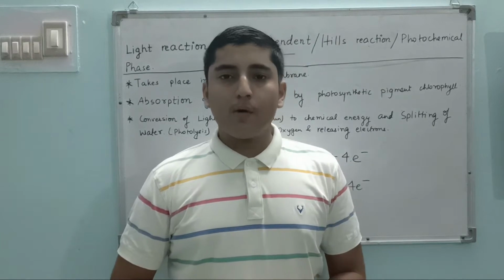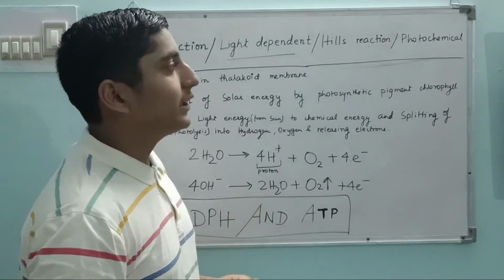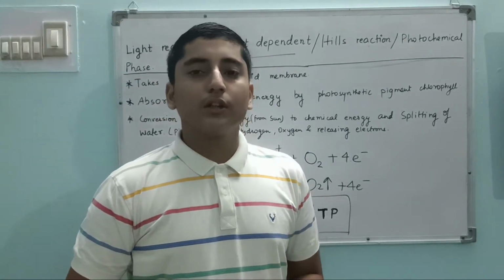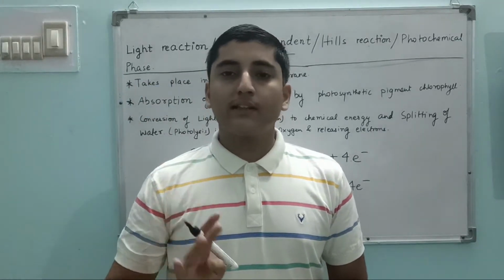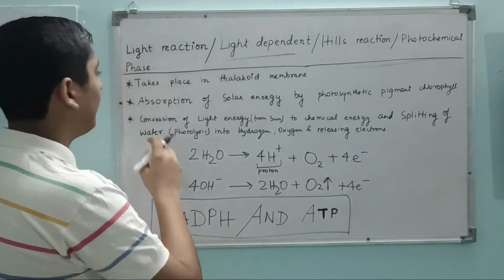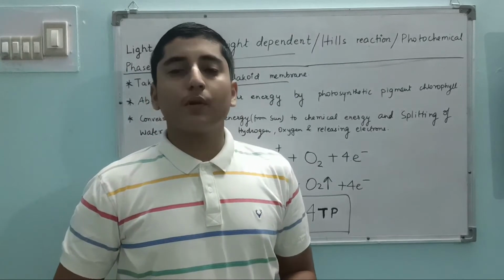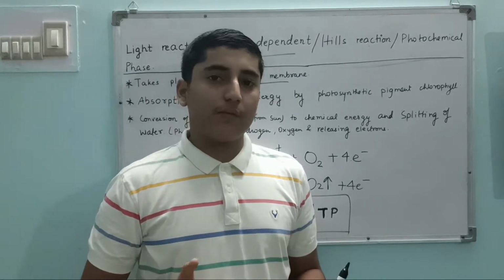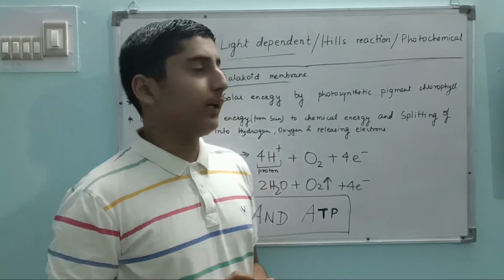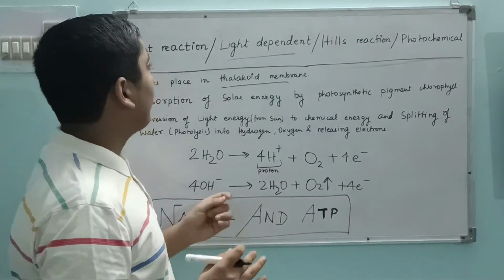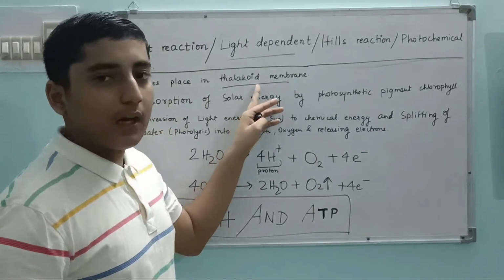Now I will tell you about light reaction, which is also called light dependent reaction, Hill's reaction, and photochemical reaction. So what actually happens in light reaction? You have to remember four main points in light reaction. The first point is it takes place in the thylakoid membrane. In photosynthesis part 1 I told you about the site of photosynthesis, which occurs in the mesophyll cell, in the thylakoid membrane. So you don't have to be confused about where the light reaction takes place. It takes place in the thylakoid membrane.